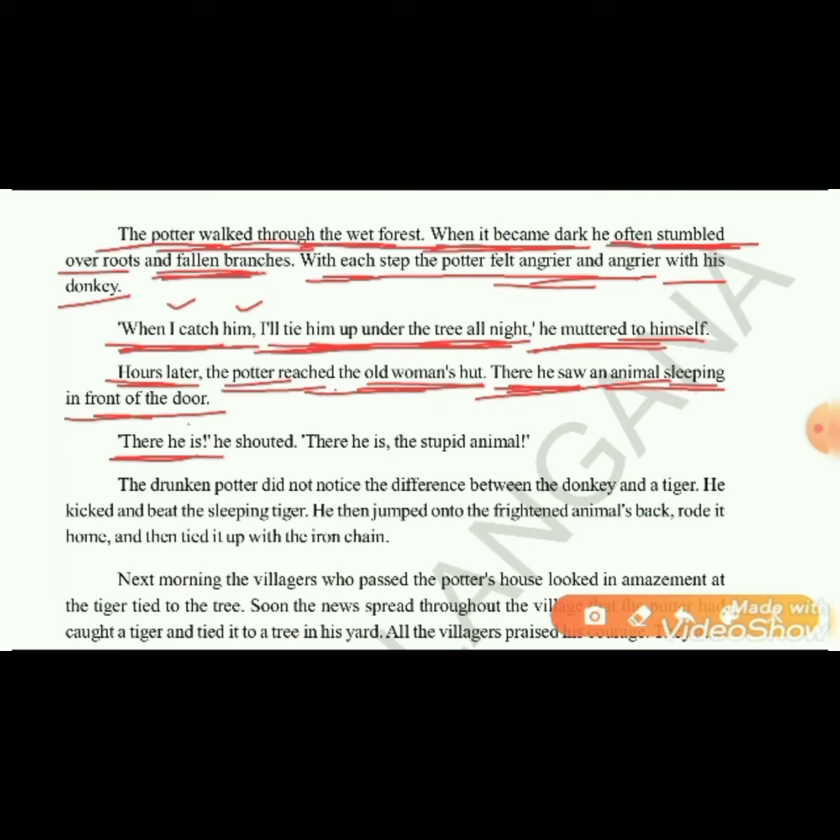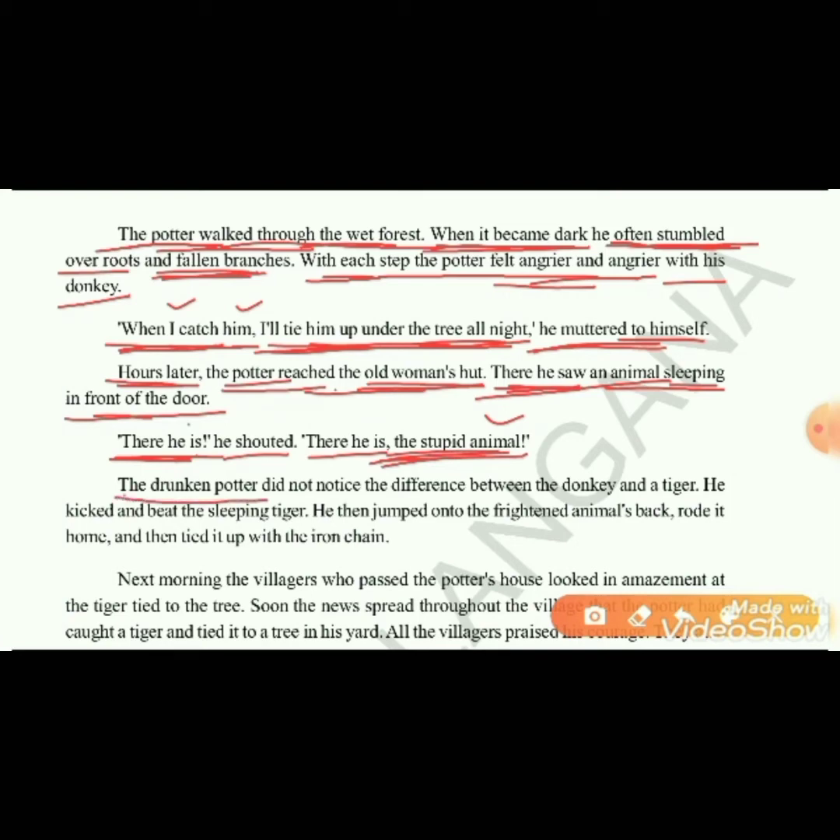So immediately, what did he think? He shouted, "There he is, the stupid animal!" After seeing that animal sleeping at the doorstep of the old woman's hut, he said to himself, "There the animal is. There the stupid fellow is."